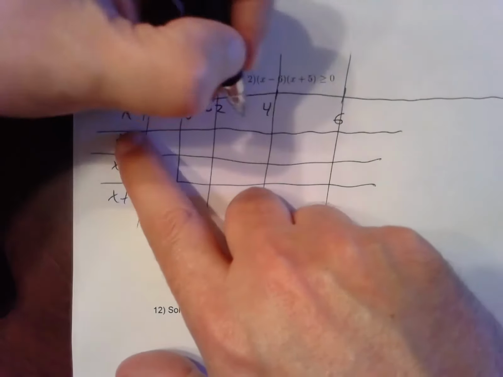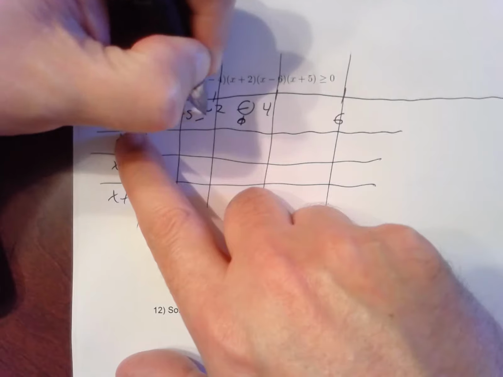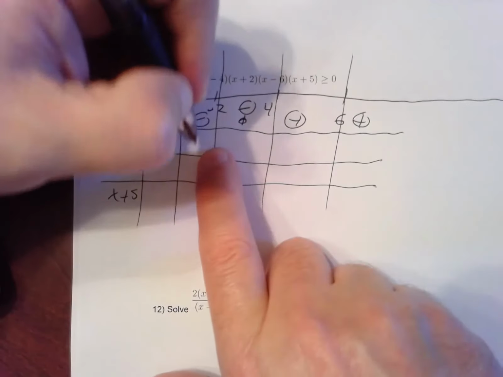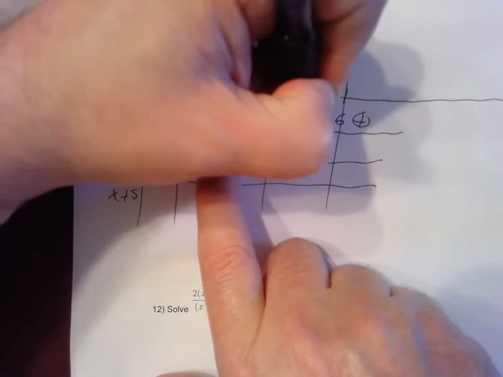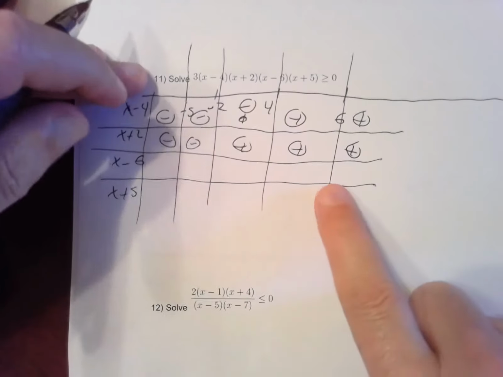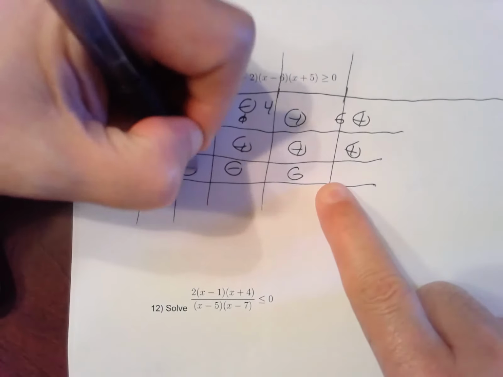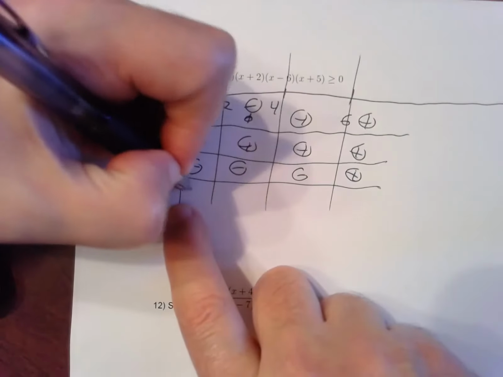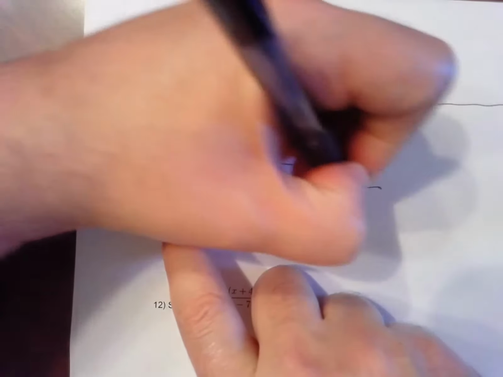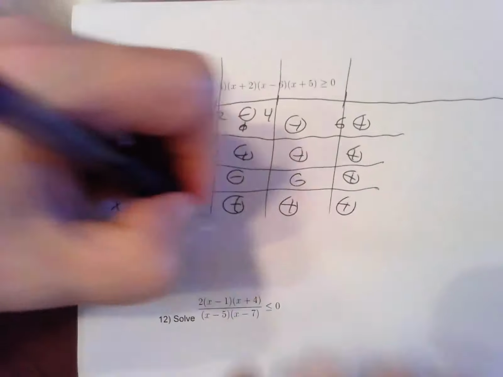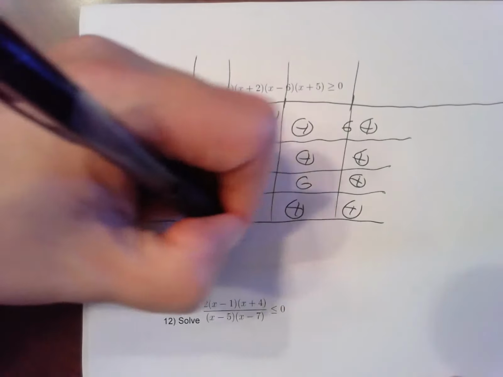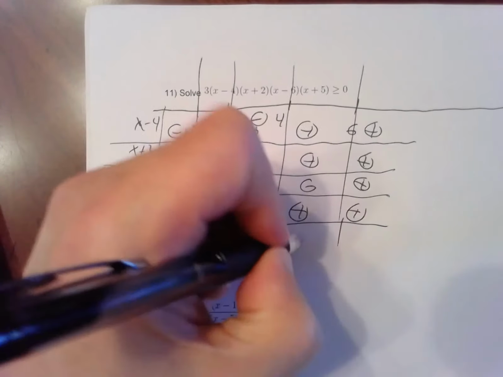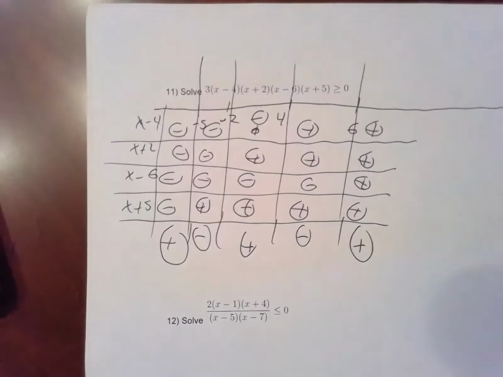Okay, this guy's going to switch at 4. He's negative below, positive above. He switches at negative 2, negative below, positive above. This guy switches all the way at 6, negative below, positive above. This one switches at negative 5, negative and then positive. Okay, that's 4 negatives, that's a positive. 3 negatives is negative. 2 negatives is positive. 1 negative is negative. All positives is positive.